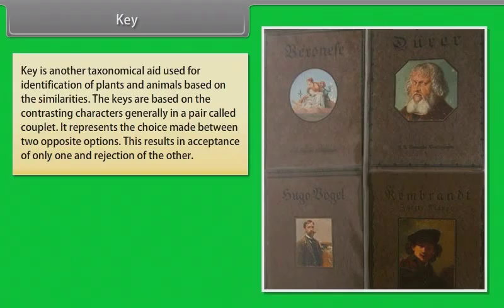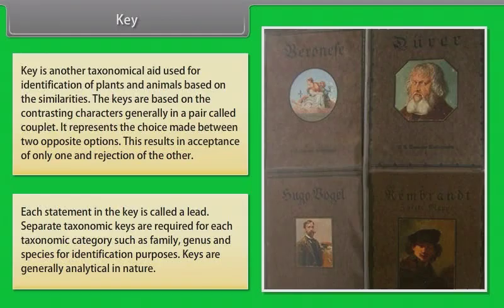Key: a key is another taxonomical aid used for identification of plants and animals based on similarities. The keys are based on contrasting characters, generally in pairs called couplets. It represents the choice made between two opposite options. This results in acceptance of only one and rejection of the other. Each statement in the key is called a lead. Separate taxonomic keys are required for each taxonomic category, such as family, genus, and species, for identification purposes. Keys are generally analytical in nature.